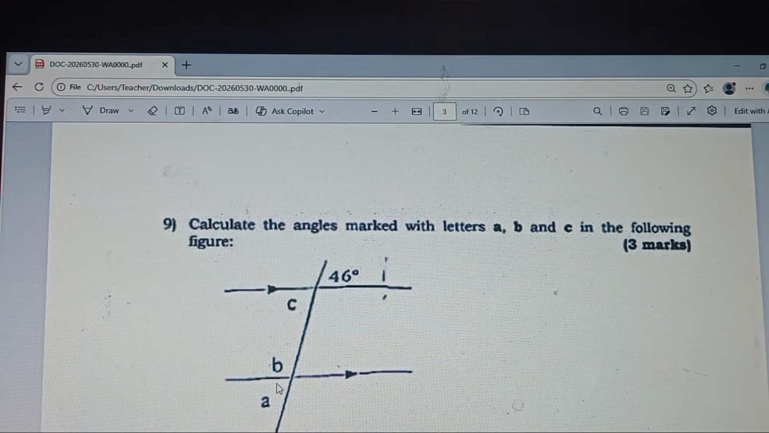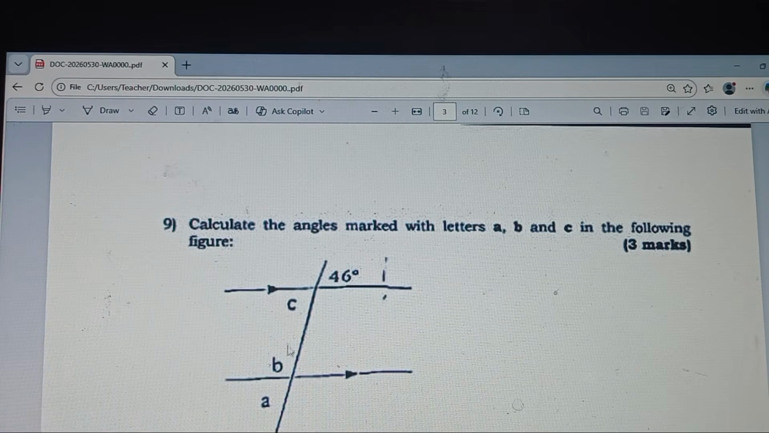Yes, please. Calculate the angles marked A, B, and C in the following figure. For here, it is a question about understanding. When you see that angle, and even that angle, because those lines are parallel, it means that the angle of A and the angle of C are equal to that 46.